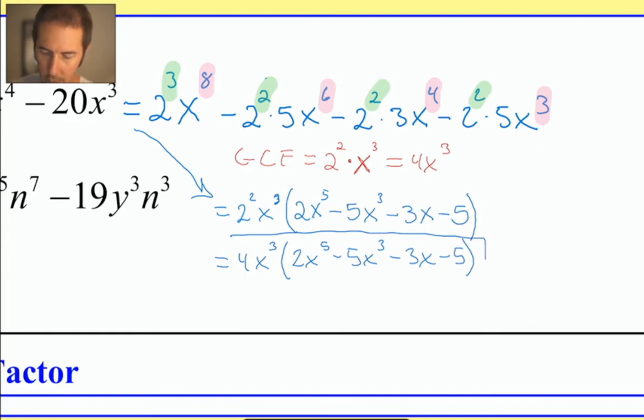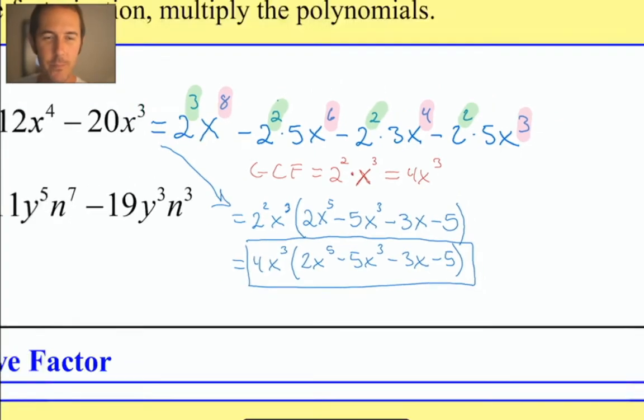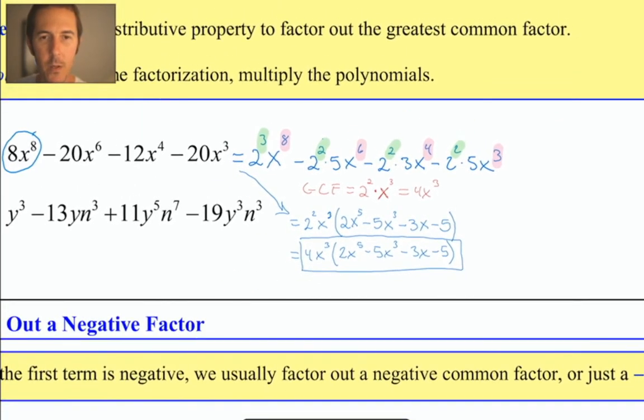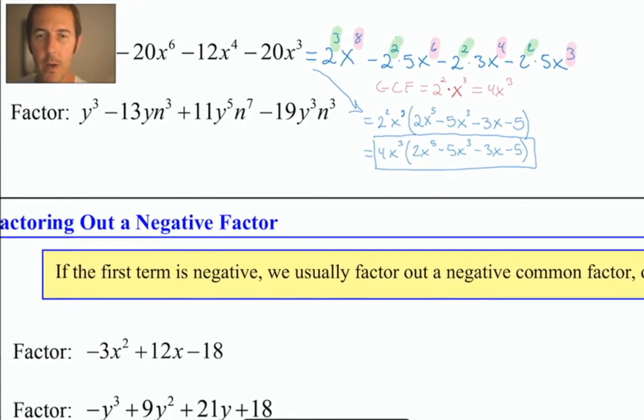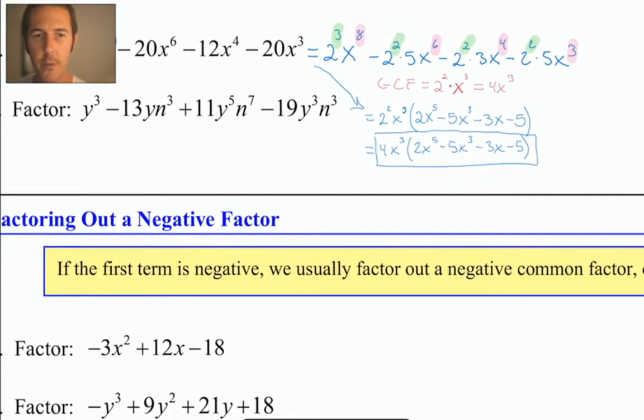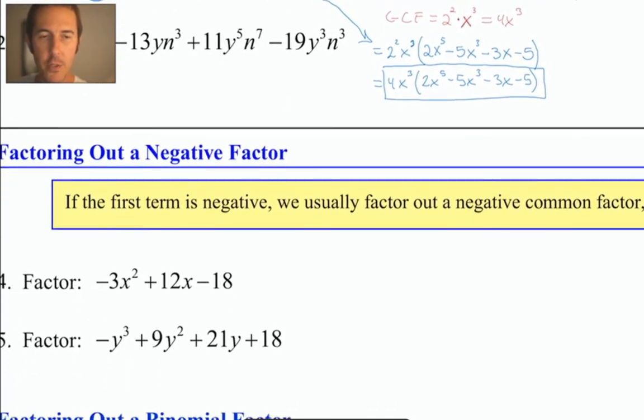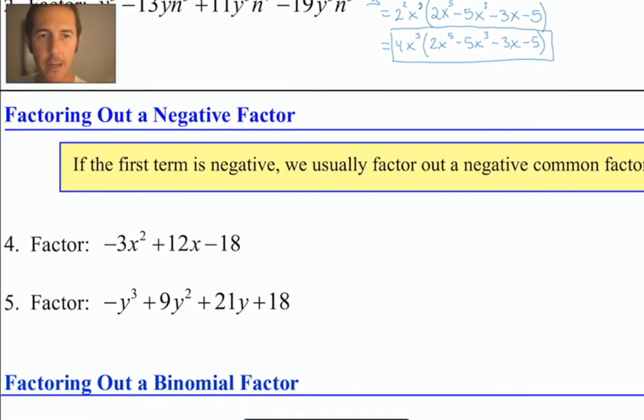And I like to put a box around my final answer. And so there it is. We factored out the GCF. The GCF that we factored out there was a positive 4 times x to the third. Sometimes the GCF is going to be a negative number. Let's look at problem number 4.